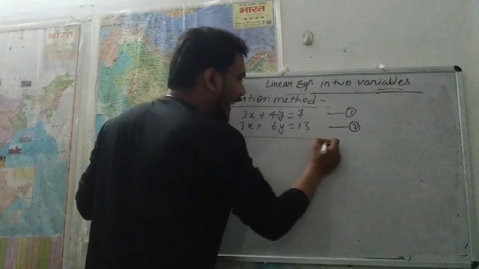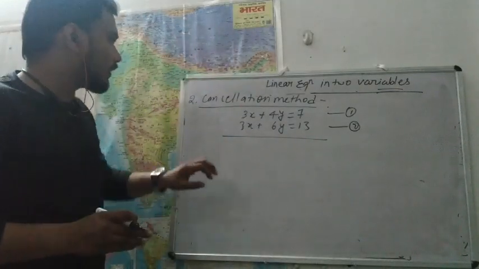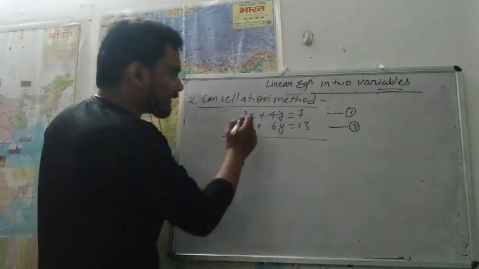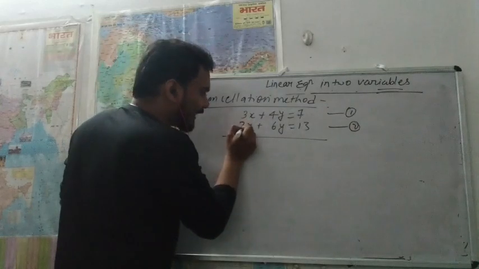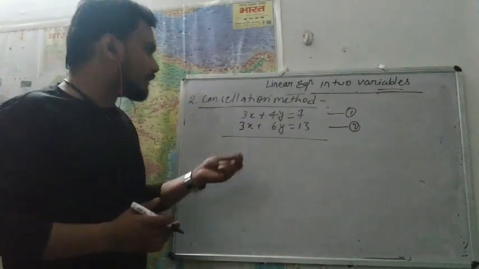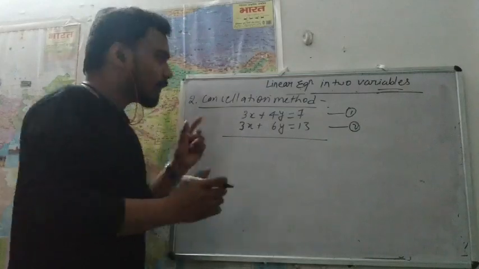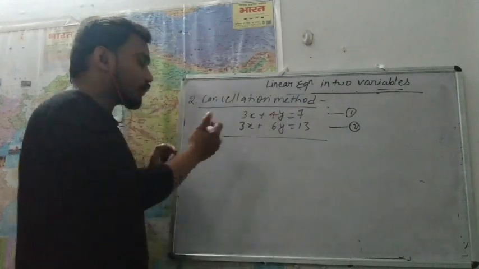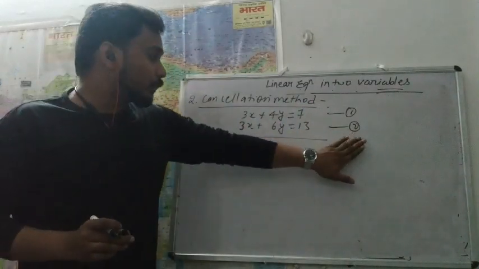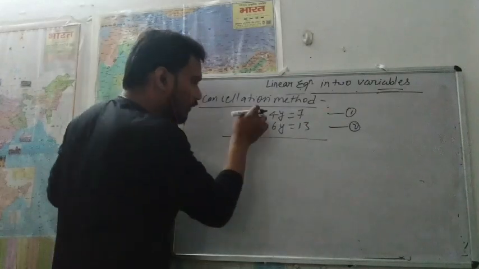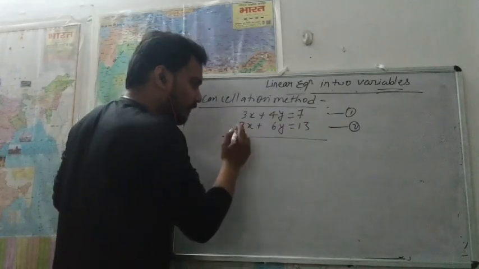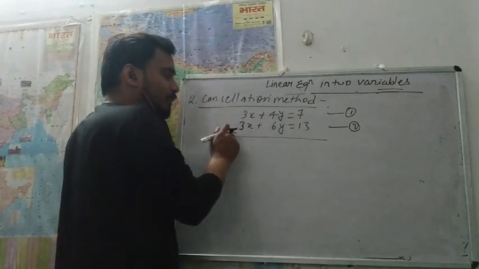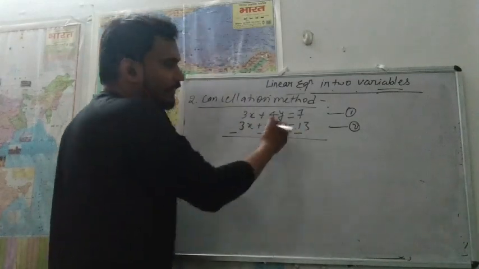Now in this method we have to equate any one kind of term, either the variable x or the variable y. Here we can already see that the coefficients of x are the same, that are 3 and 3, so we don't need extra steps to equate these two terms. So simply we are going to subtract equation 1 and equation 2. For the subtraction, we have to change the signs of the terms of the second equation. That means it was plus, now the sign of this term is minus, here again minus, and here it is also minus.